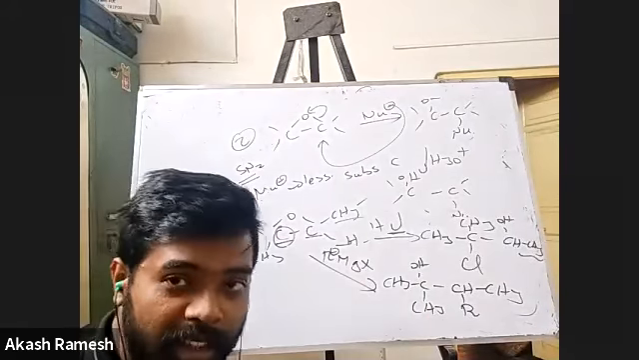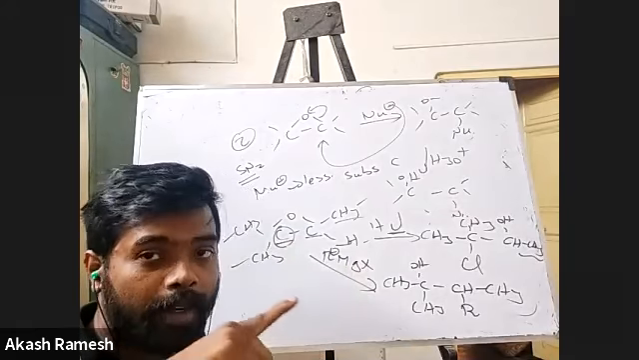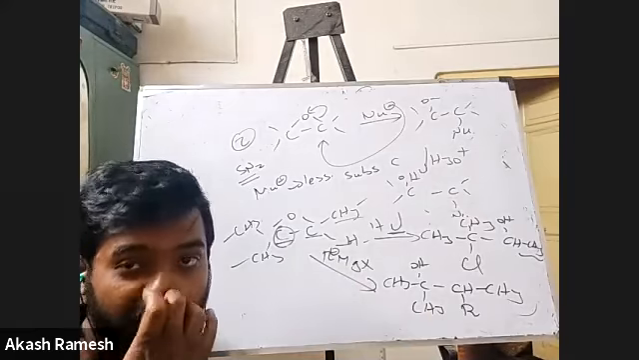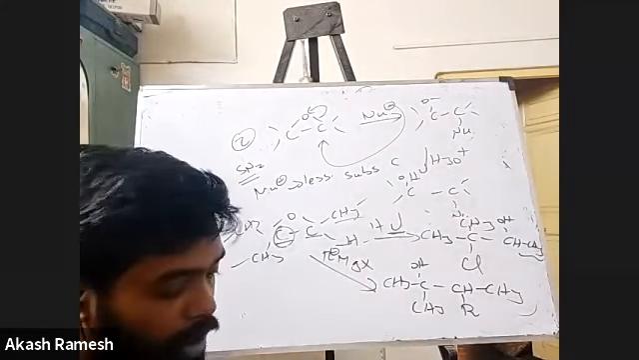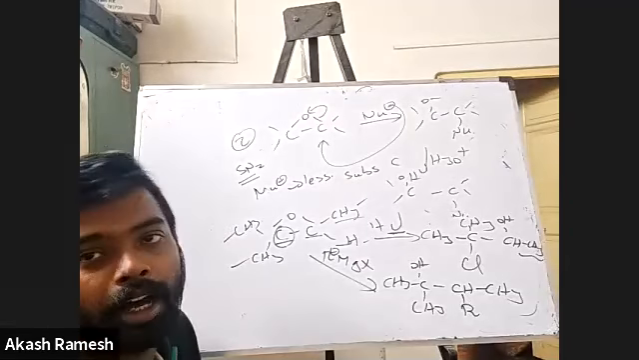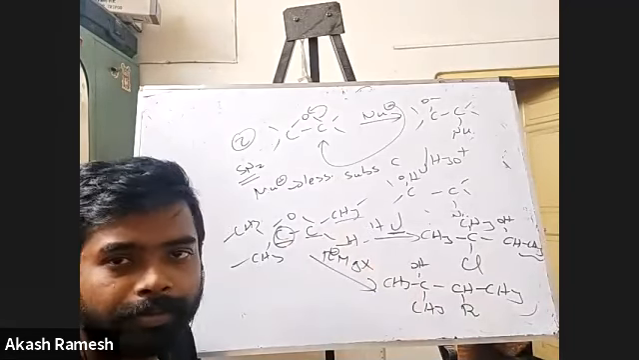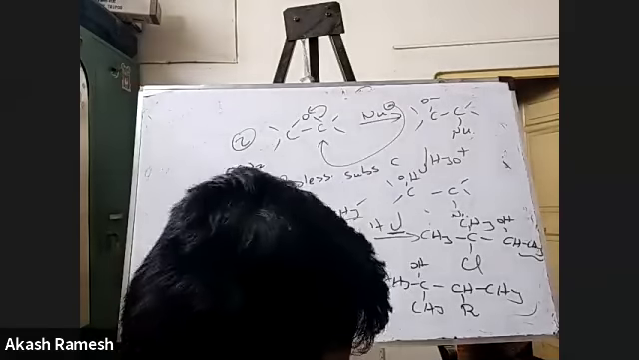If it's acid catalyzed, the more substituted carbon will get the nucleophile. If it is base catalyzed, or if there is no acid, then the nucleophile attacks the less substituted carbon. That's it. As simple as that. Very, very simple. Okay, fine.